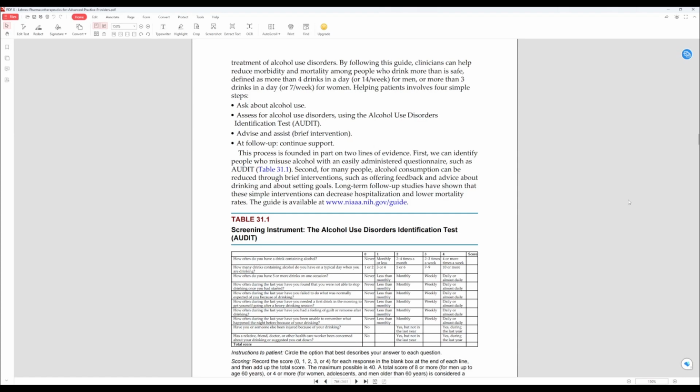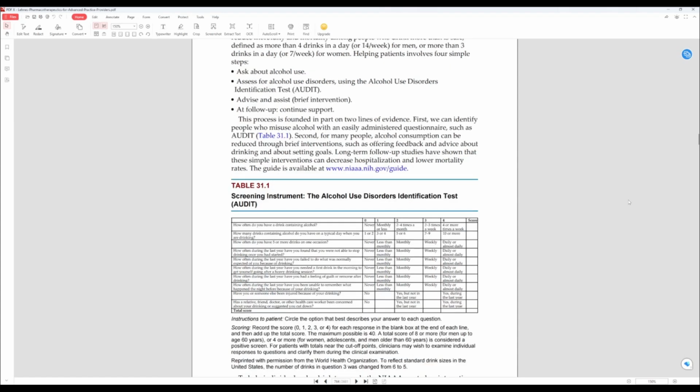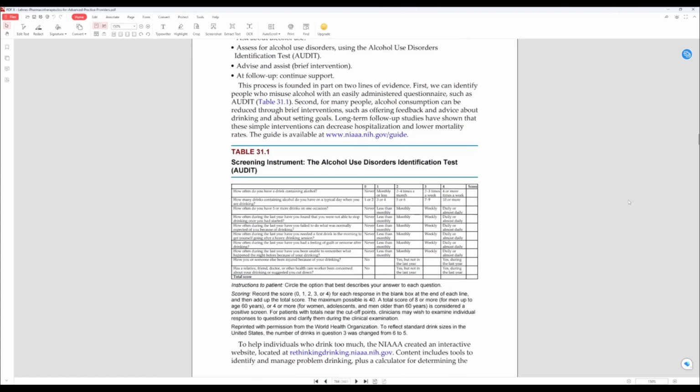This process is founded in part on 2 lines of evidence. First, we can identify people who misuse alcohol with an easily administered questionnaire, such as the AUDIT. Second, for many people, alcohol consumption can be reduced through brief interventions, such as offering feedback and advice about drinking and about setting goals. Long-term follow-up studies have shown that these simple interventions can decrease hospitalizations and lower mortality rates.